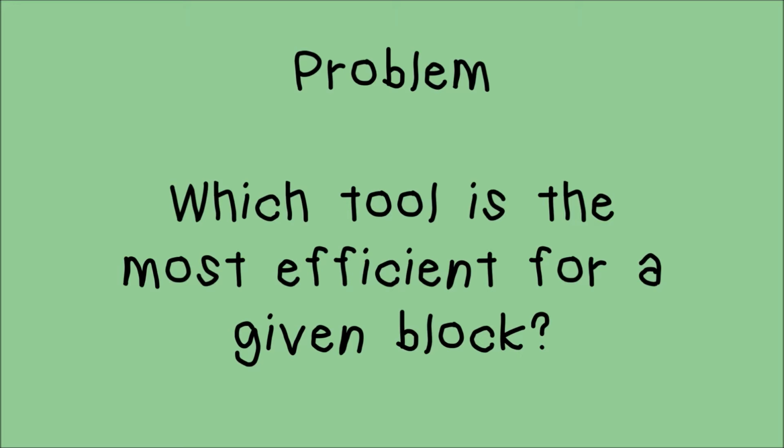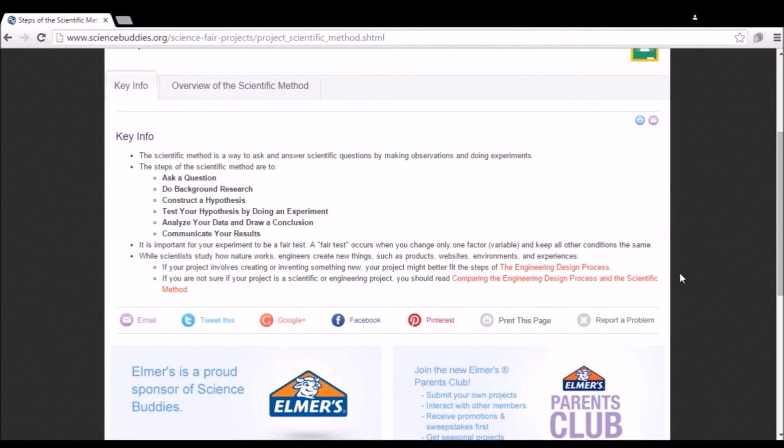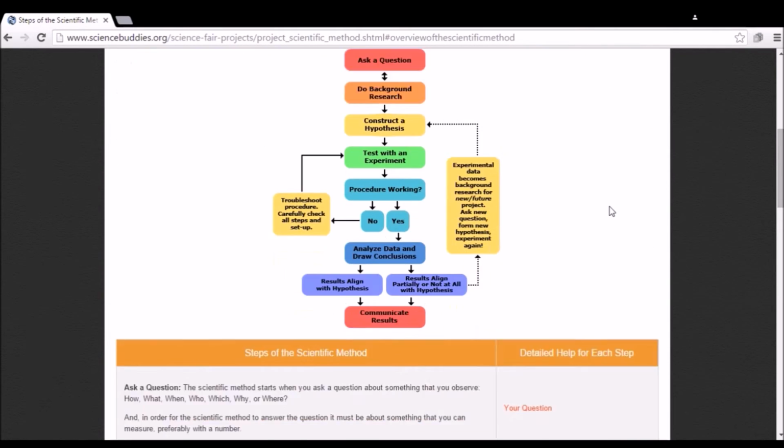In a classroom, you could have students break up into groups and try out different blocks or tools to speed up the process, or you could allow them to do the same activity to see the different methods and results they come up with. Students would first need to develop a hypothesis and then a method to test it. For a more detailed look at the scientific method, you can check out sciencebuddies.org.